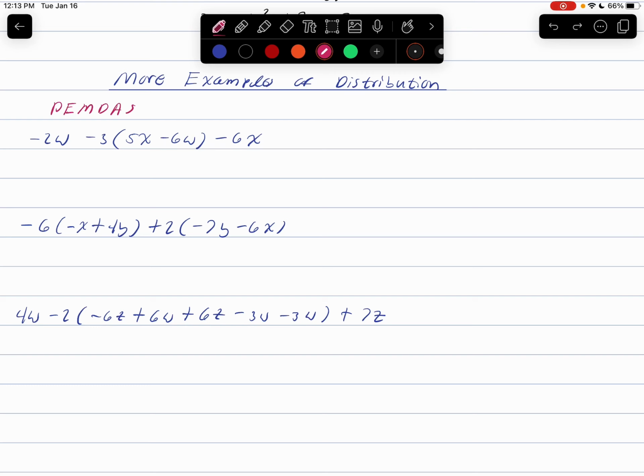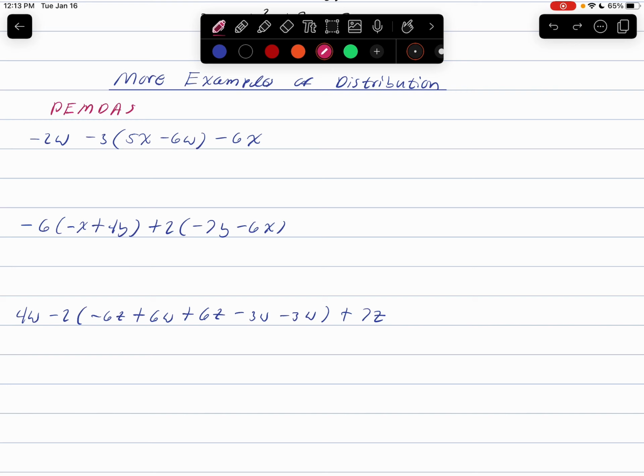In this first example, we have negative 2w minus 3 times the expression 5x minus 6w. Then we have minus 6x. All right, so here we are going to start by seeing if we can simplify anything in the parentheses. It doesn't look like we can because they don't have like terms. So let's just leave that alone. Exponents, I don't see any there.